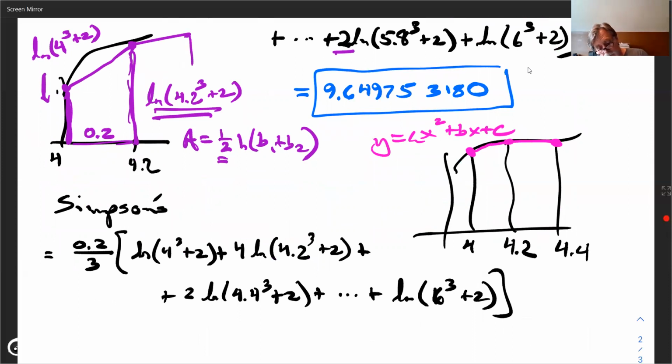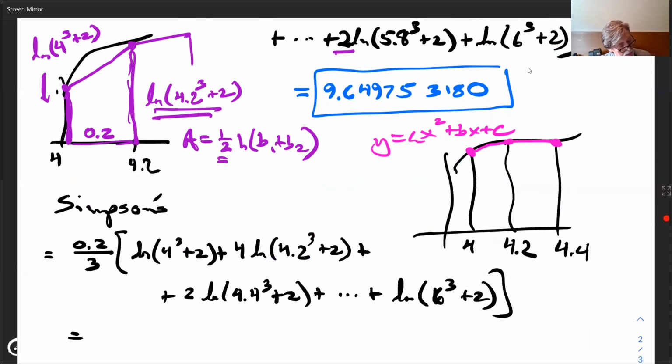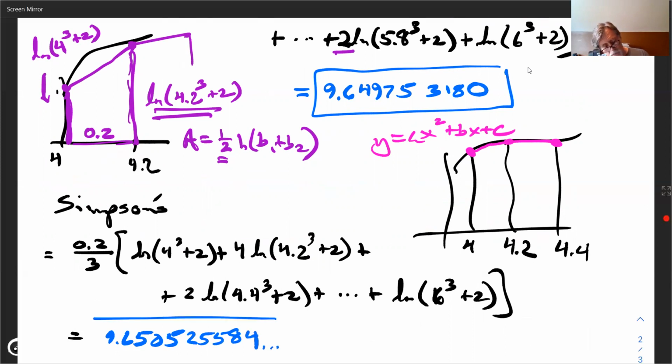And when I computed this last one by hand, I got 9.6505 25584. And it keeps going, of course. All of these keep going. And when you round off, it's not exactly the answer. But these are the three.